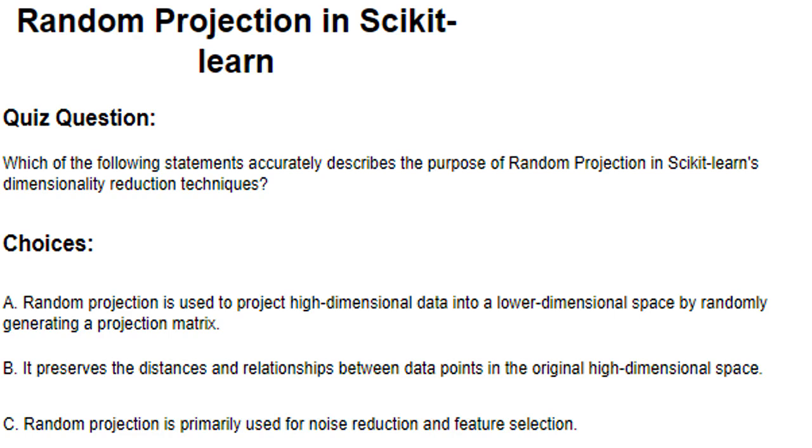Scikit-learn is a popular machine learning library in Python, and its random projection module provides implementations of various random projection methods. These methods include sparse random projection, Gaussian random projection, and Johnson-Lindenstrauss. They provide various implementations of random projection methods for use in machine learning projects.